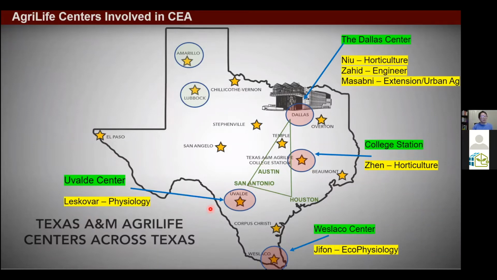And then at the Uvalde Center, Dr. Daniel Laskova is a plant physiologist, and he is also doing some CEA work, for example, different kinds of variety trials and how to manage things. He also does research in transplant production using biostimulants. And down the valley, Dr. John Jifan also started CEA research in aquaponics and hydroponics, I believe, a few years ago. So these are the Texas A&M team, and today I will focus on the activities at the Dallas Center.